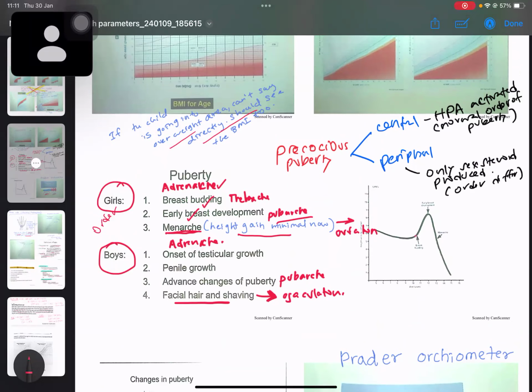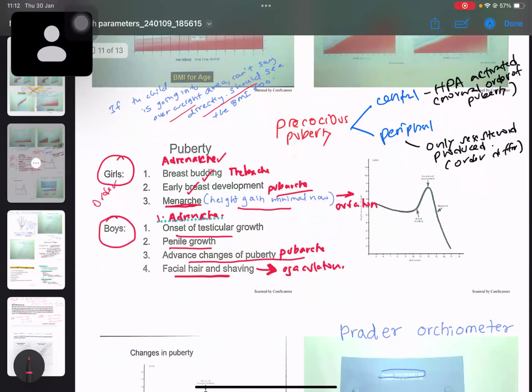For boys, the first one is adrenarche, then the testicles start to grow, then penile growth happens, then the pubarche happens, the pubic hair and the axillary hair start to occur, and ultimately as a final stage, facial hair grows and shaving, and the ejaculation happens. This is the order in girls and boys.